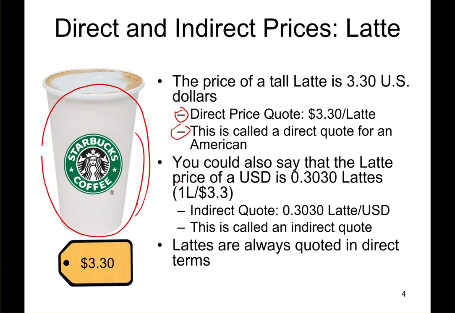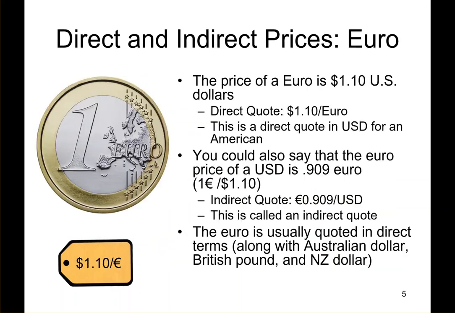Now I could take 1 over 3.30, and that's 0.303, and say that an alternative way of communicating the price is it's 0.303 lattes per dollar. So I can exchange one latte for $3.30, but in theory I can exchange 0.303 lattes for $1. Now that 0.303 lattes per dollar would be called an indirect quote for a latte for an American. Luckily, lattes are always quoted in direct terms.